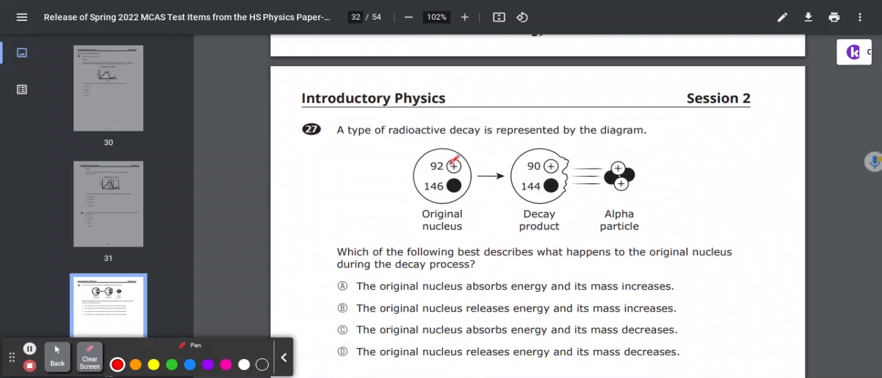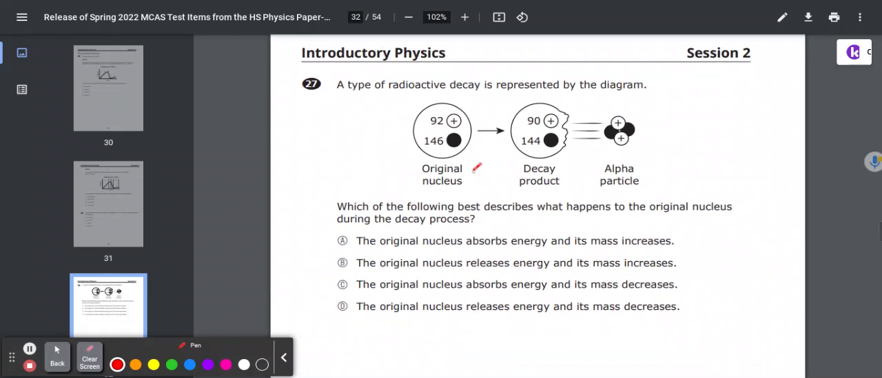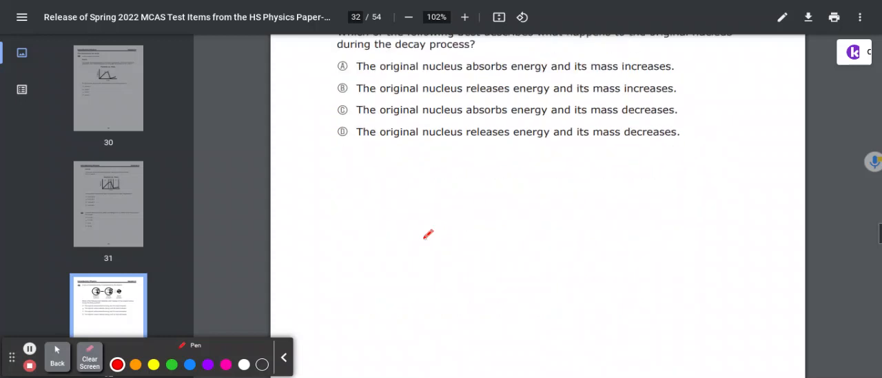27. A type of radioactive decay is represented by the diagram. Here's an alpha decay: the original nucleus decays into a new nucleus plus an alpha particle. What best describes what happened? What you can see is that the original nucleus lost 2 protons, which means that the mass of the nucleus is affected. So there's energy released and the mass decreased. So the answer is D.